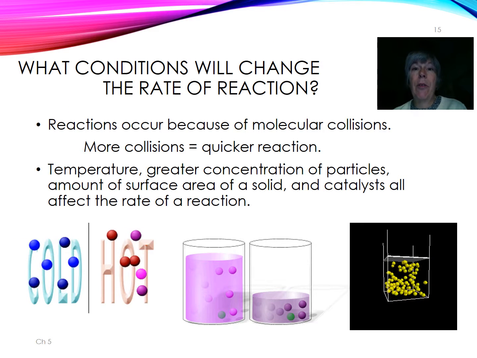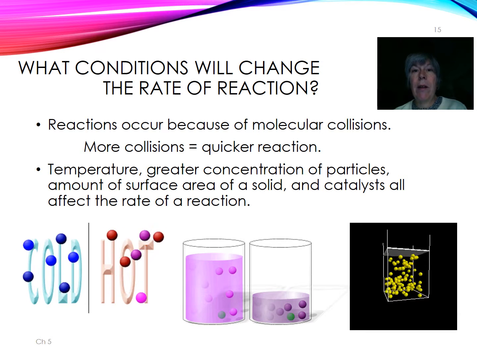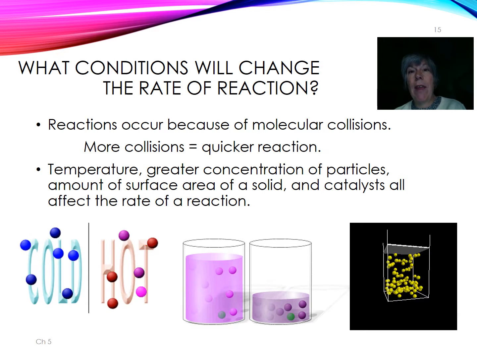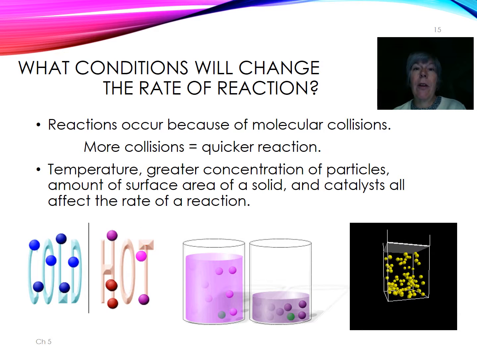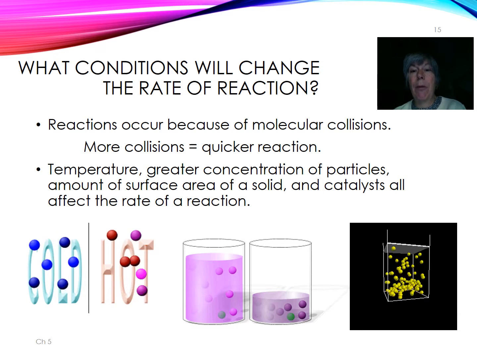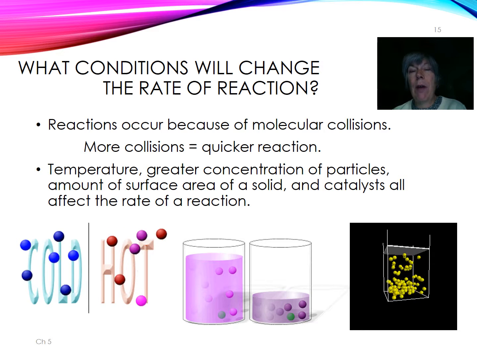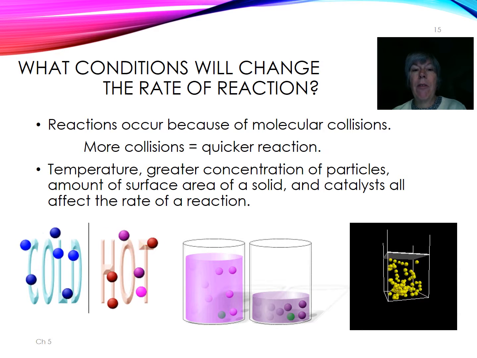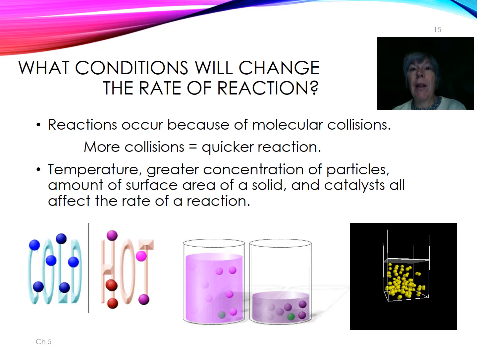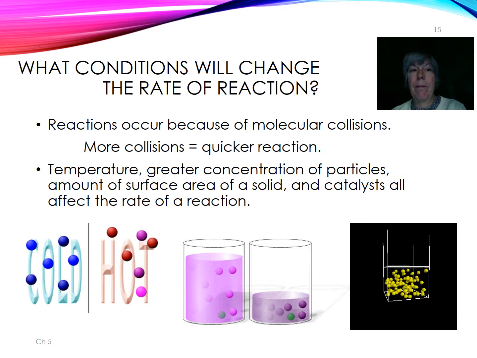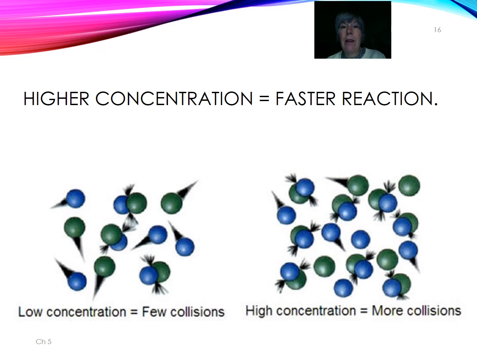Reactions happen because molecules collide. So if you can make those molecules collide more quickly, then you will have a quicker rate of reaction. Some things that we can control in order to make that happen are things like temperature, concentration of particles if you have a solution or a gas, amount of surface area of a solid, and then something called a catalyst. In general, anytime you have more collisions, then you'll have a quicker reaction. So if you have a more concentrated solution, that means that you'll have more particles in a smaller area, and you will have a faster rate of reaction.